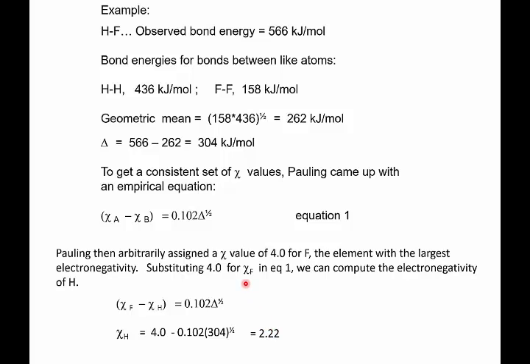So proceeding in this way, we have an electronegativity value for one element, and we don't know the other. We have the bond formed between the two, the observed bond energy for that, and so forth. Using that equation, Pauling can generate electronegativity values, proceeding that way, for basically all the elements.